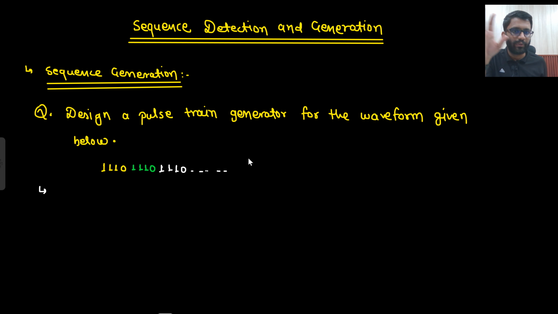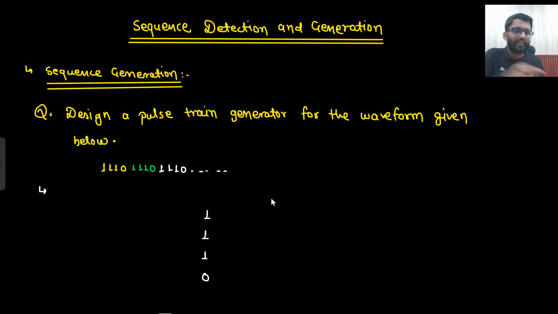So what you need to do, you need to design a circuit such that it generates this particular sequence, which is 1 1 1 0, then again 1 1 1 0, then again 1 1 1 0. So this sequence you need to generate.